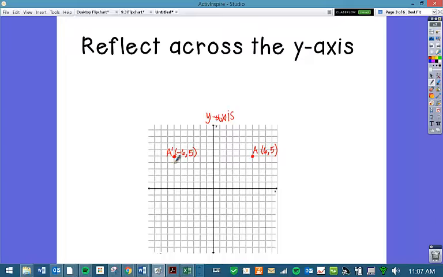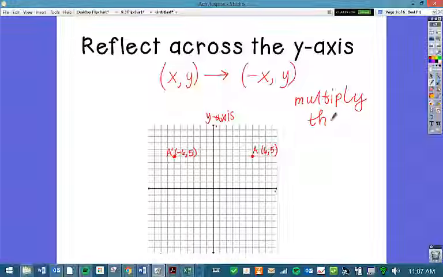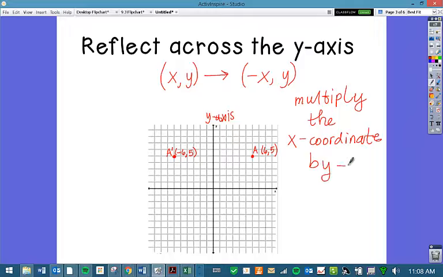So the rule for reflecting across the y-axis, (x, y) is going to become (-x, y). You're going to multiply the x-coordinate by -1. So whatever is positive becomes negative, whatever is negative becomes positive. Your y-coordinate doesn't move. I want you to try this one on your own.